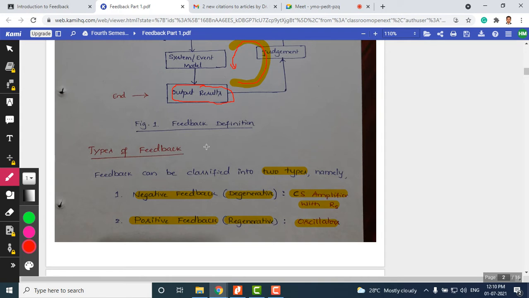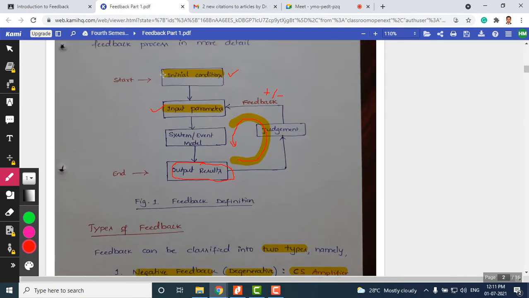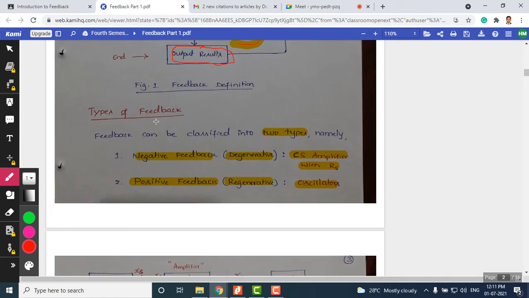We understood through the flow chart what feedback is. We start with initial conditions and we end up with the output results, and observing the results we are going to fine tune the system here. Now coming to the types of feedback, there are two types of feedback. We have already seen this in the oscillator chapter. The one is going to be negative feedback, the other one is going to be positive feedback. Alternatively, negative feedback can be called degenerative feedback. We have noted this term even in the common source amplifier also.